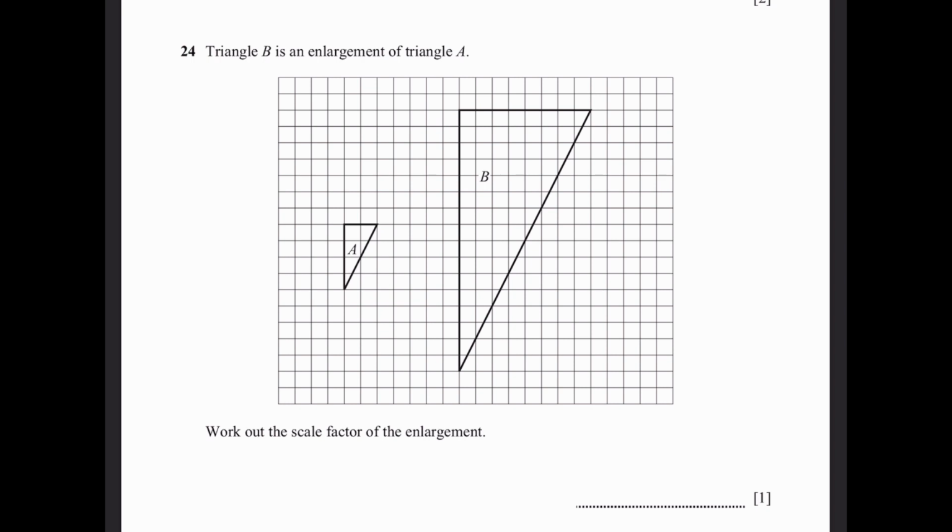Triangle B is an enlargement of triangle A. Work out the scale factor of the enlargement. Let's look at the smallest side over here to make things simple. The length is 2 units.